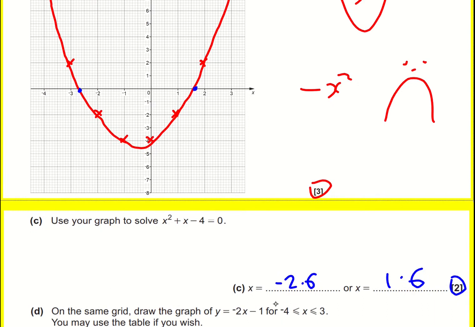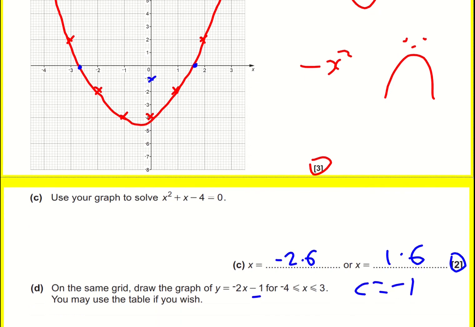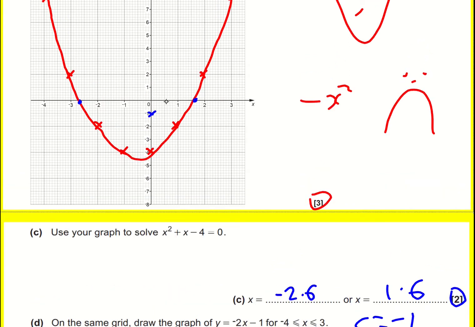So I can use y equals mx plus c, and I know that c is going to be here. Okay, it's going to be minus 1. And then I've got a gradient of minus 2. So that means for every 1 I go along, I go 2 down. But just be careful with the scale.